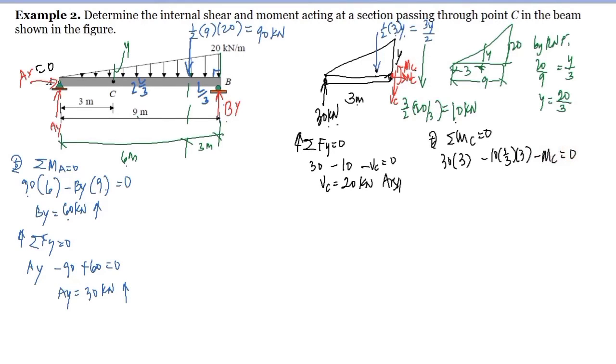Now, solving for the value of the moment at C, that would give us 90 minus 10, that's 80. So this is 80 kilonewton meter. And this is our answer. Paano kung yung kinuha natin yung right portion ng beam?